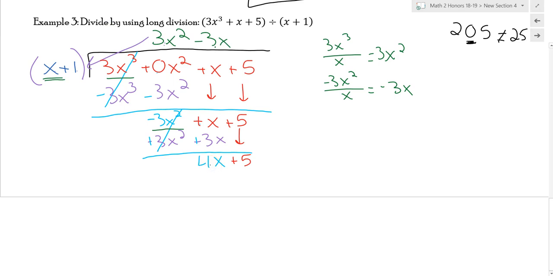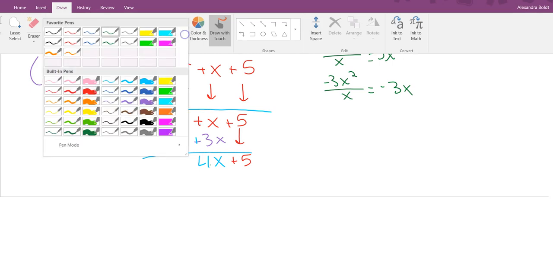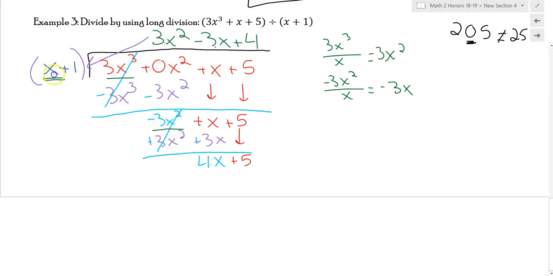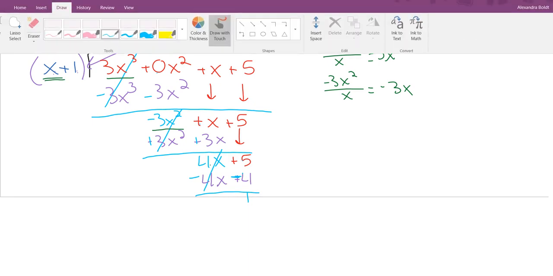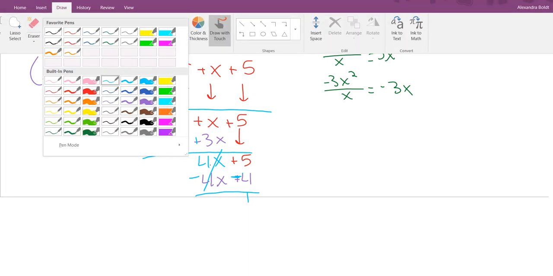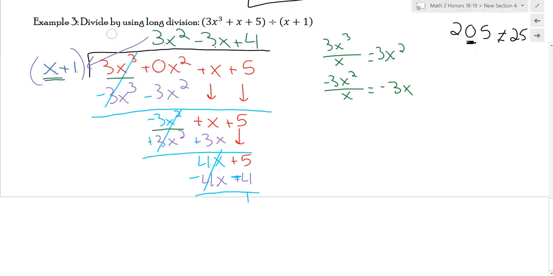4x divided by x is just 4. Multiply. 4 times x is 4x. 4 times 1 is 4. In our subtraction step, we change our signs, so this changes to negative. These cancel out. 5 minus 4 is 1. I know I'm done because x cannot divide into 1. Right?